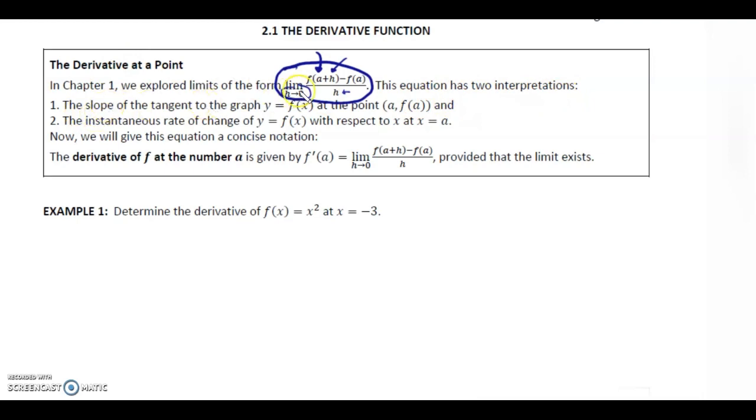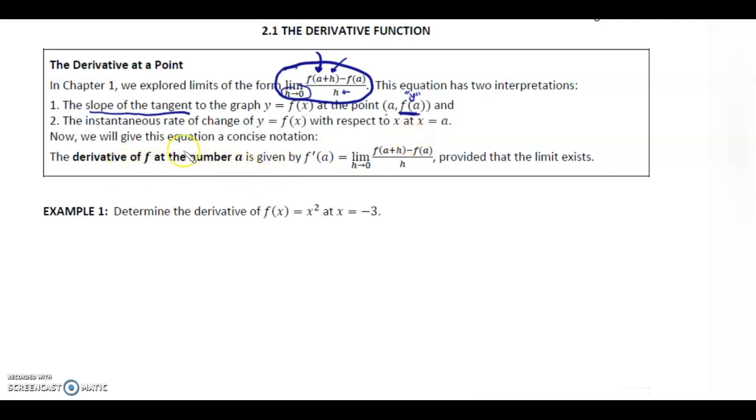We can either interpret this equation as the slope of the tangent to the graph of y equals f at x at the point a comma f at a. So a comma some y value. Remember, that's the y value. Or the other interpretation is the instantaneous rate of change of the function y equals f at x with respect to x at x equals a.